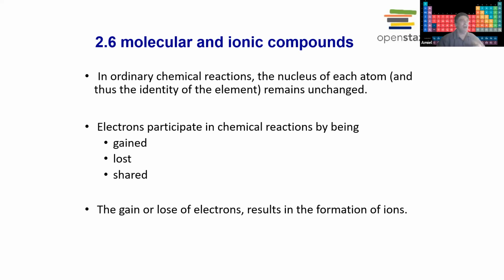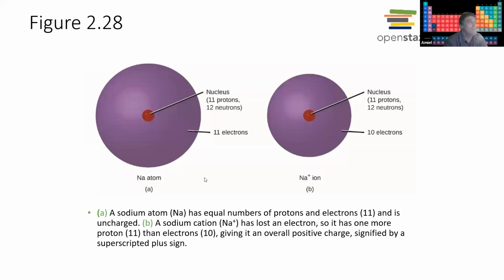And we'll see that that has to do with the type of compound that is being formed. In short, ionic compounds transfer electrons and molecular compounds share them. So here we're seeing an atom of sodium. It has 11 protons and 11 electrons. When it ionizes, we talked about this in part 1, it can lose an electron. So here you're seeing it has 10 electrons in slide B, and then it becomes Na+.